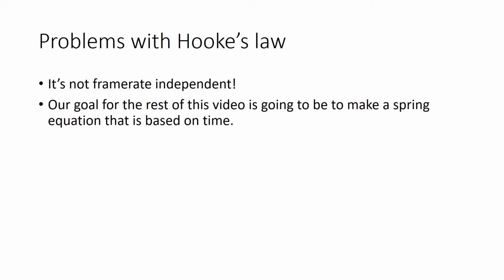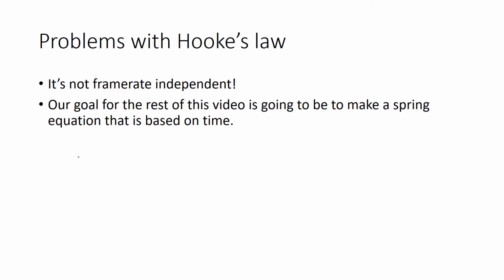So there are some problems with Hooke's law. The first is that it's not frame rate independent. And the real problem, really the main problem, is that it's not frame rate independent. The goal for the rest of this video is to make an equation that is based on time and is frame rate independent. Hooke's law is frame rate dependent. We want to make an equation that is frame rate independent.